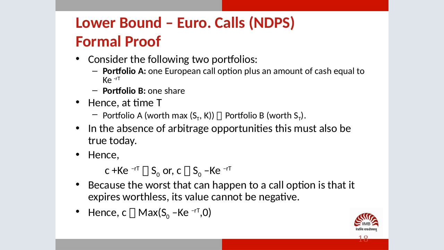I want to show that these are equal. So what is the value of portfolio A at maturity? Remember, it's a 3-month option or whatever. So on maturity, what will happen?